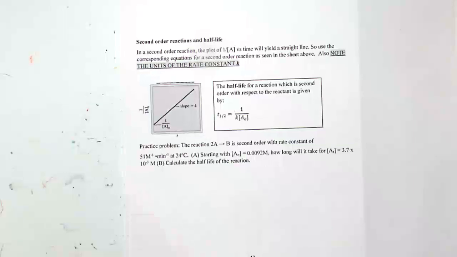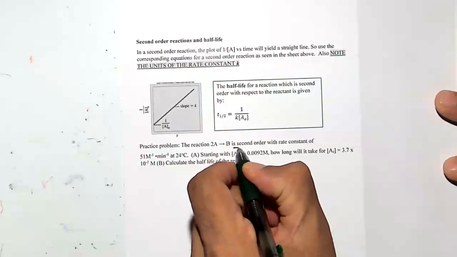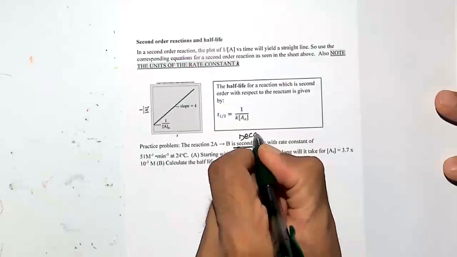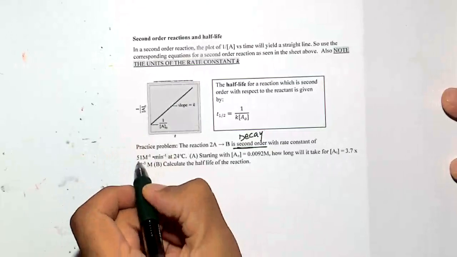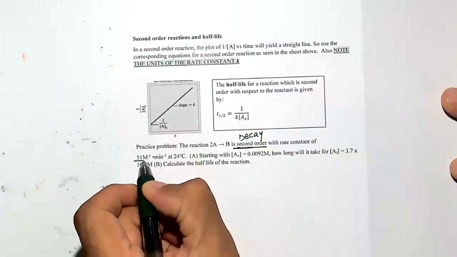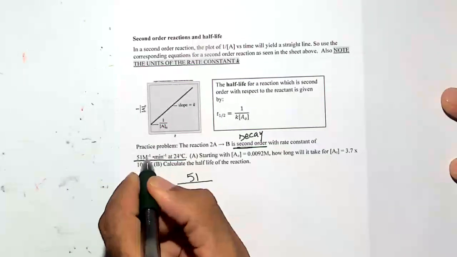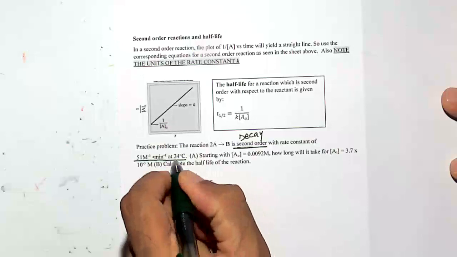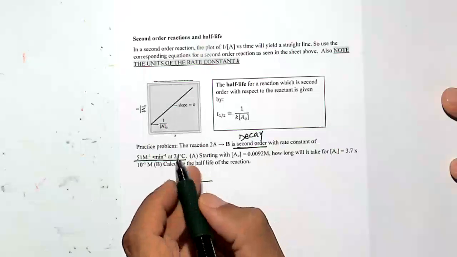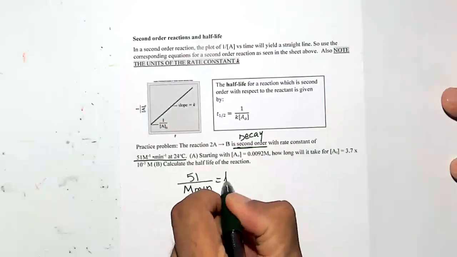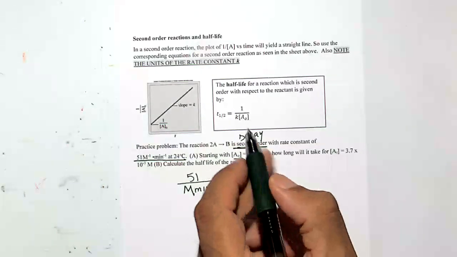All right. So some information about second order, and let's do a second order reaction here. Second order decay. The reaction 2A goes to B is second order with a rate constant of 51 M to the minus 1 minutes to the minus 1 at 24 degrees C. So this is the same thing as 51. We can move that molar down to the denominator. We can move that minutes down to the denominator. At this temperature. So A naught is that initial or final?